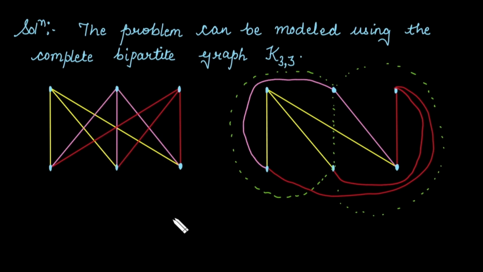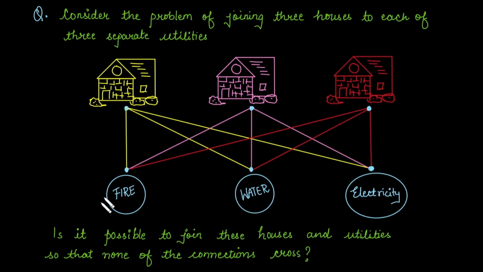So we can say that the graph is non-planar. So K3,3 is a non-planar graph. If K3,3 is a non-planar graph, then for the original problem we can say that there is no possible way to join these houses and utilities so that none of the crossings is there. So the answer in this case is no. This is how practical problems are modeled into graphs, and after that, with the help of the concepts of graphs, the original complicated problems are answered.